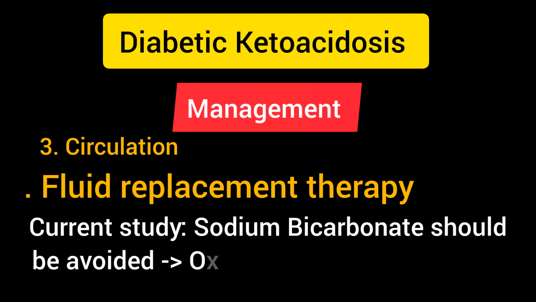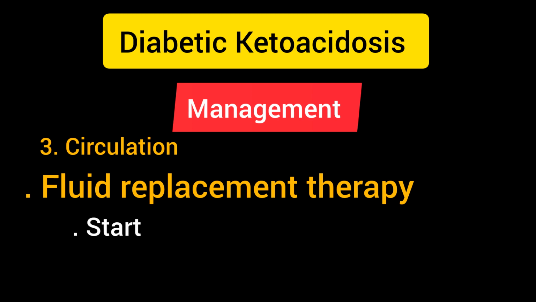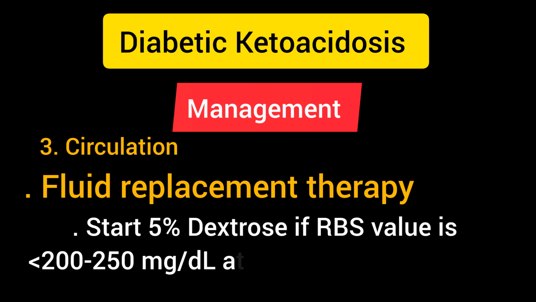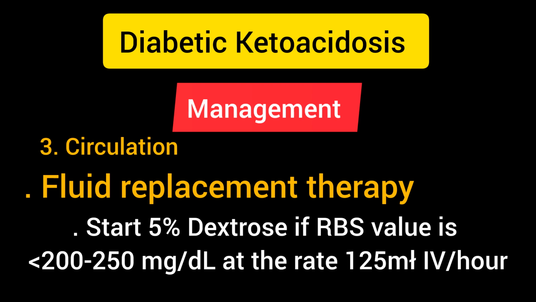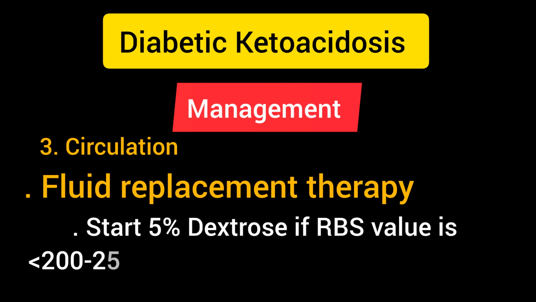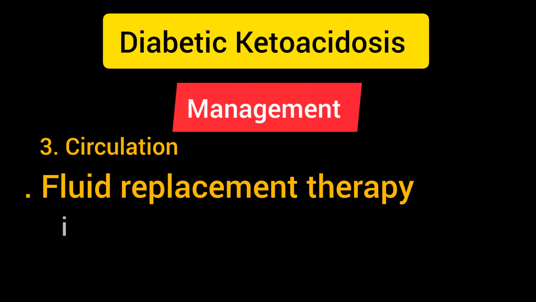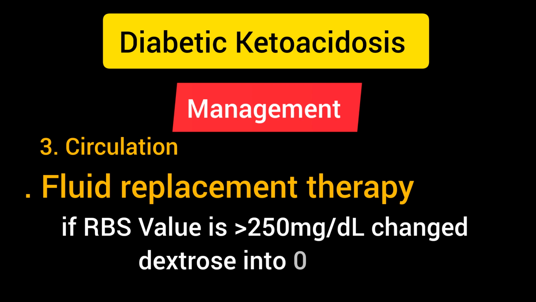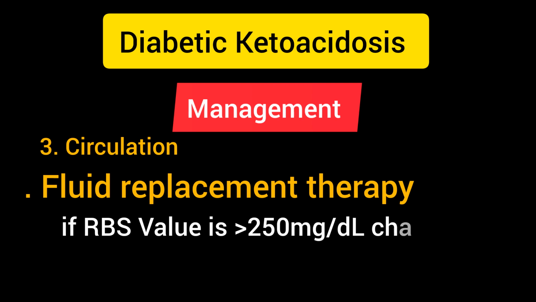Oxford Textbook of Medicine: start 5% dextrose if random blood sugar value is less than 200 to 250 mg per deciliter at the rate of 125 ml IV per hour. If random blood sugar value is more than 250 mg per deciliter, change dextrose to 0.9% normal saline.